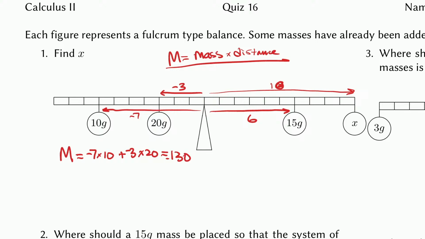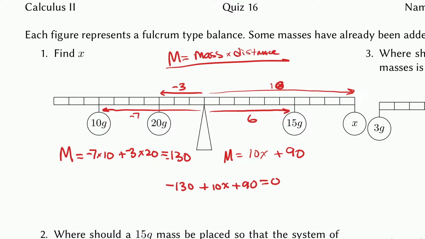Okay, so anyway, putting this together, you have the moment on the left, negative 130. The moment on the right is going to be 10x plus 6 times 15, which is 90. And so I would like these to add up. So negative 130 plus 10x plus 90 should equal 0.